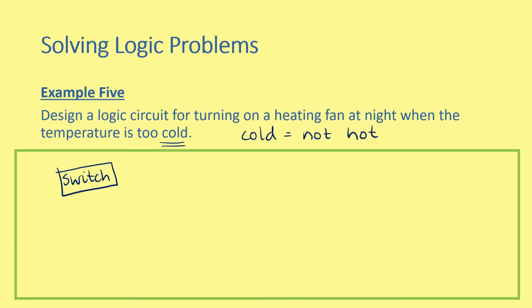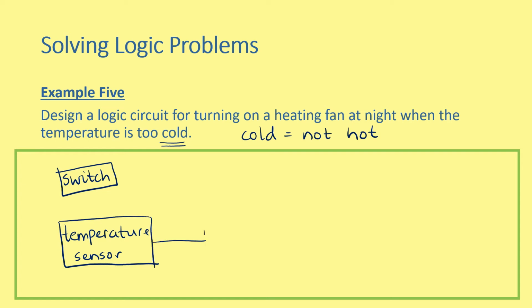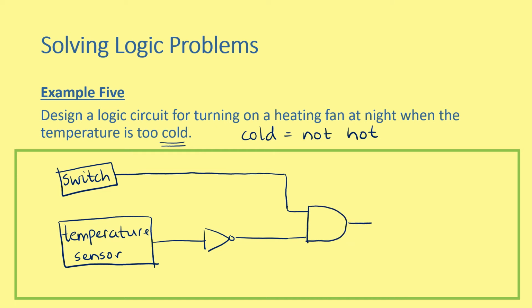And this is talking about temperature, so we can say a temperature sensor. Because cold is not hot, we need our NOT gate in there. But the switch is just going to stay on, so we don't want opposites there. Joining these together, they both want to be turned on to turn the heating fan on, so we want our AND gate. And then we can put on the right hand side heating fan.